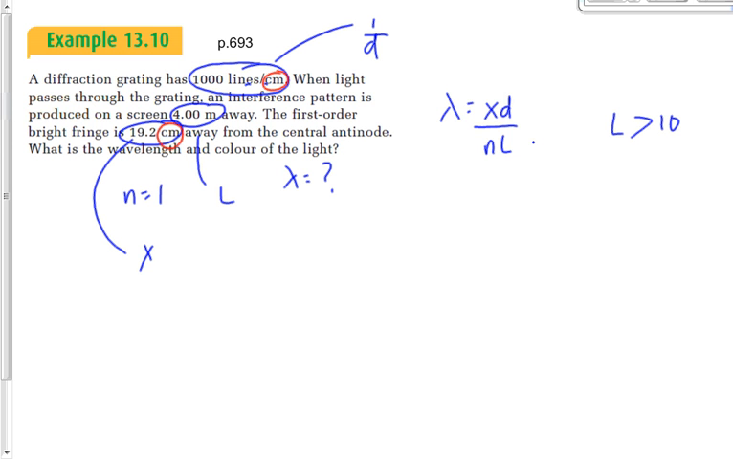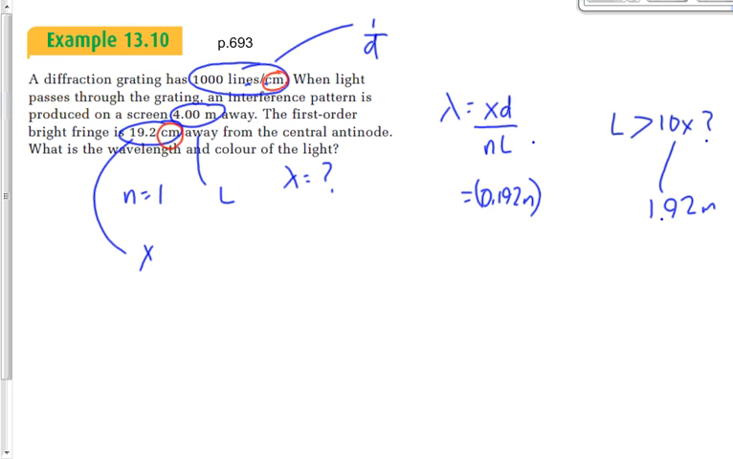Yeah. Is L greater than 10 times x here? Well, the value of x is 19.2 centimeters or 0.192 meters. Multiply that by 10, we're going to get 1.92 meters. Is L greater than 10 times x? Yeah, it's about 20 times x, right? So we're allowed to use this equation. Let's do it. Looking for lambda. So we got x is 0.192 meters.